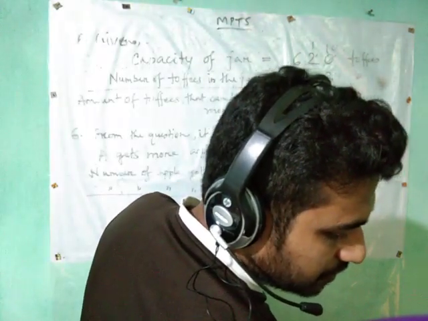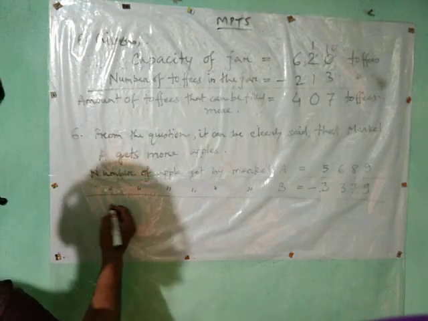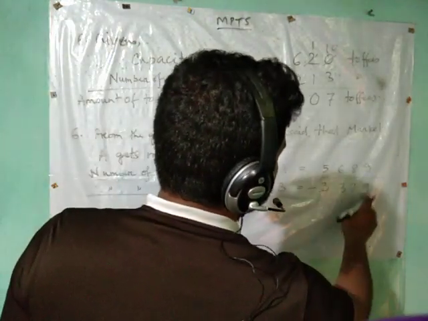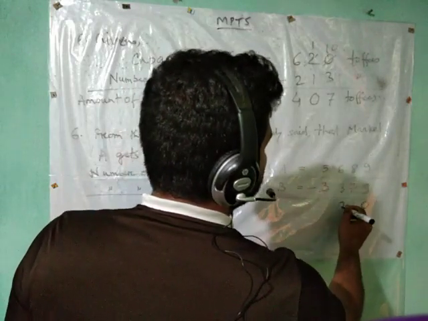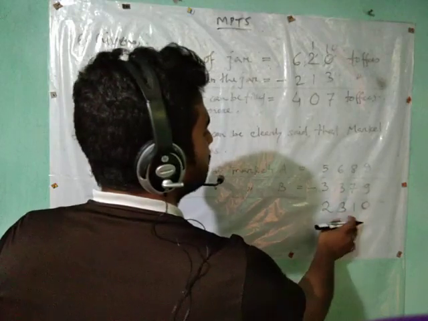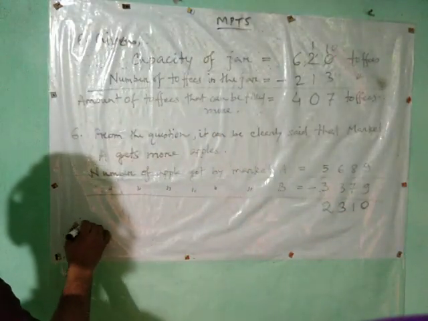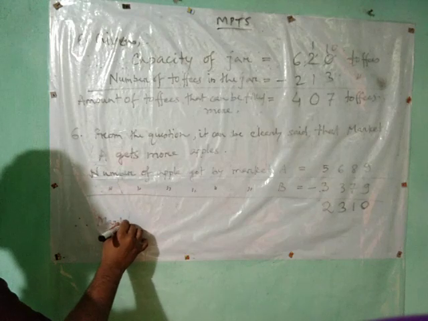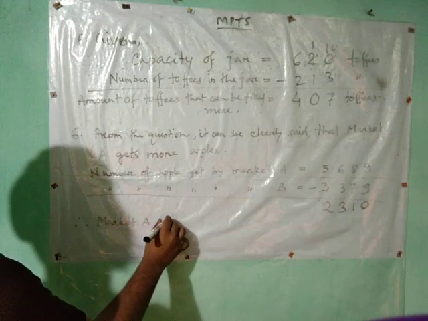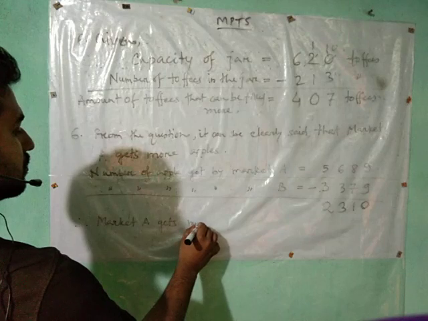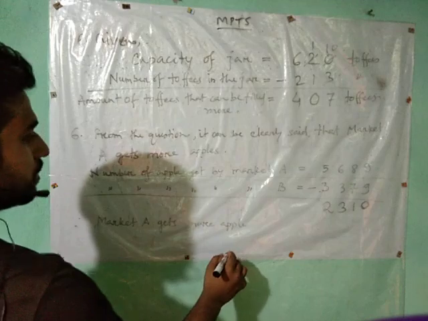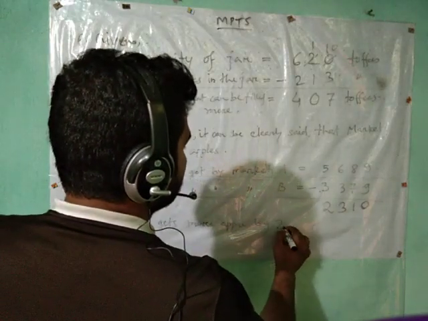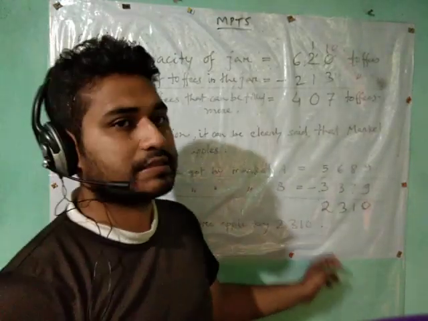Understood? Write it here, you just minus it. 9 minus 9 you will get 0. 8 minus 7 you will get 1. 6 minus 3 you will get 3. 5 minus 3 you will get 2. So this will be your answer. Now write down here: Therefore, market A gets more apples by 2310. Understood? You write this down at the last.